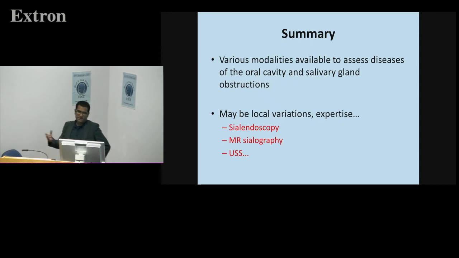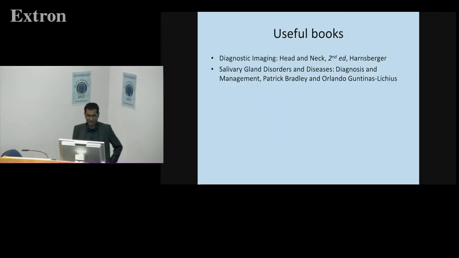So to summarize, there are various modalities to assess various pathologies within the oral cavity and mandible, and always be wary of local expertise, and if you can go and learn new techniques, go and do that.